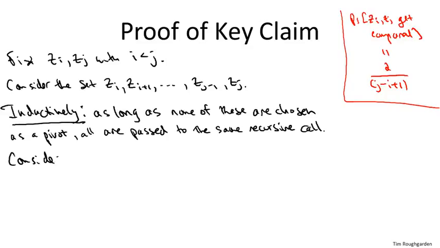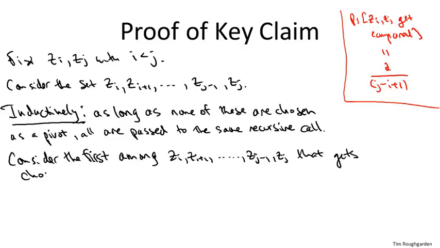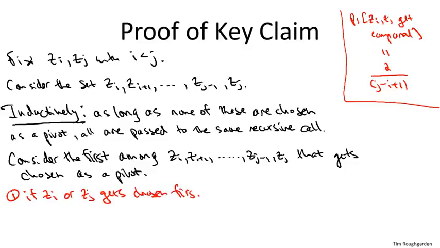There are two cases worth distinguishing between. In the first case, the pivot happens to be either zi or zj. Now remember what it is we're trying to analyze. We're trying to analyze the probability with which zi and zj get compared. Well, if zi and zj are in the same recursive call, and one of them gets chosen as the pivot, then they're definitely going to get compared. Remember, when you partition an array around its pivot element, the pivot gets compared to everything else. So if zi is chosen as a pivot, it certainly gets compared to zj. If zj gets chosen as a pivot, it gets compared to zi. So either way, if one of these two is chosen, they're definitely compared.